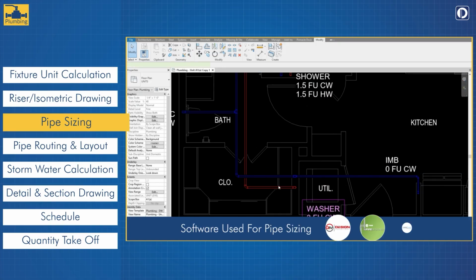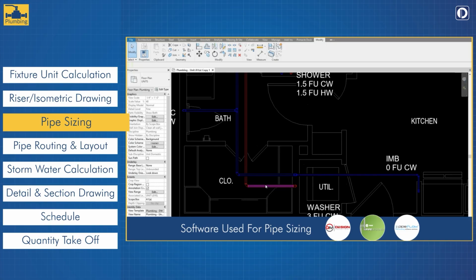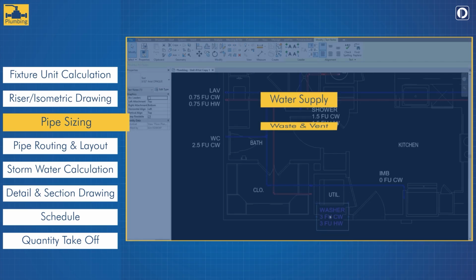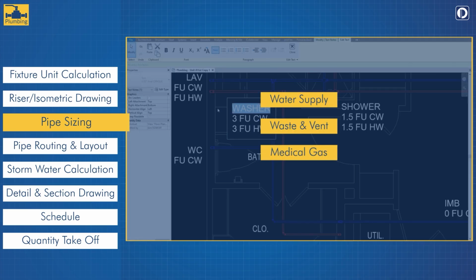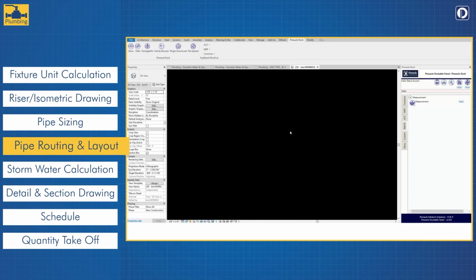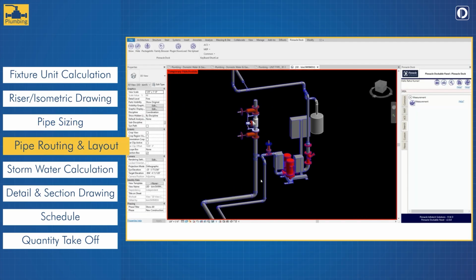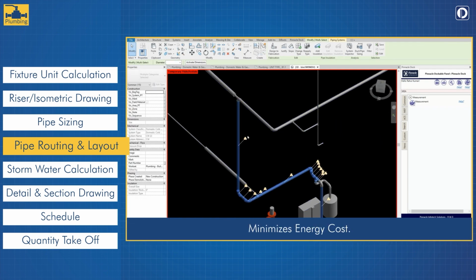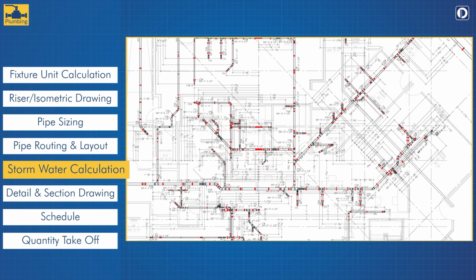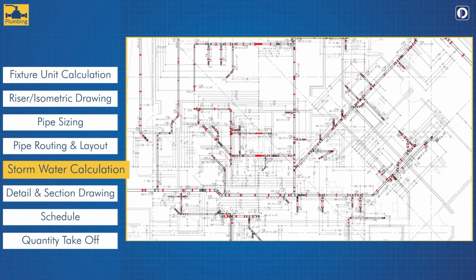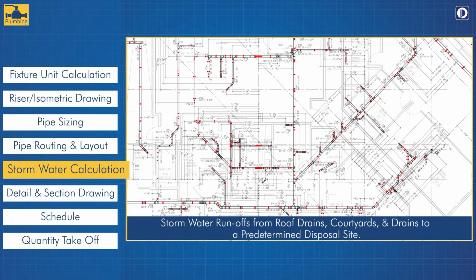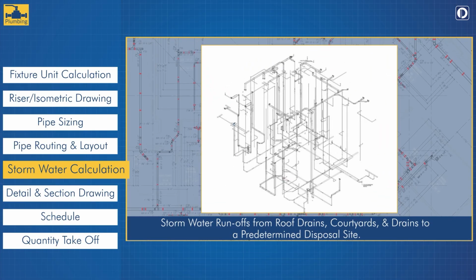We combine BIM integrated tools with traditional methods to provide clients with accurate and optimized results for water supply, waste and vent, medical gas, and natural gas. We geometrically arrange pipes from the water supply to each individual plumbing fixture, optimizing the system efficiency and minimizing energy costs. We design efficient stormwater systems that include carrying the stormwater runoffs from roof drains, courtyards, and drains to a predetermined disposal site.